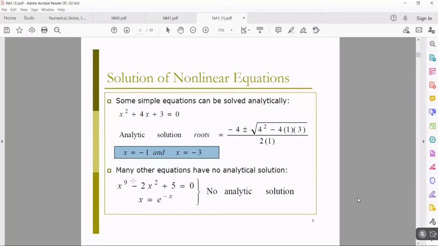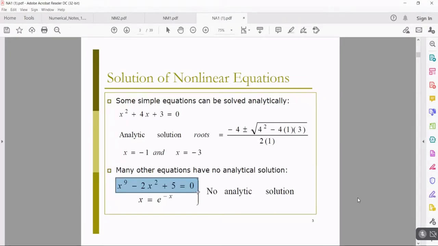Instead of this, if I have this equation, x raised to power 9 minus 2x square plus 5 equals to 0, how to get the solution of this? Maybe some analytical technique is available, but we don't know it yet. Maybe someone in future will discover some analytical technique through which we can get the solution.